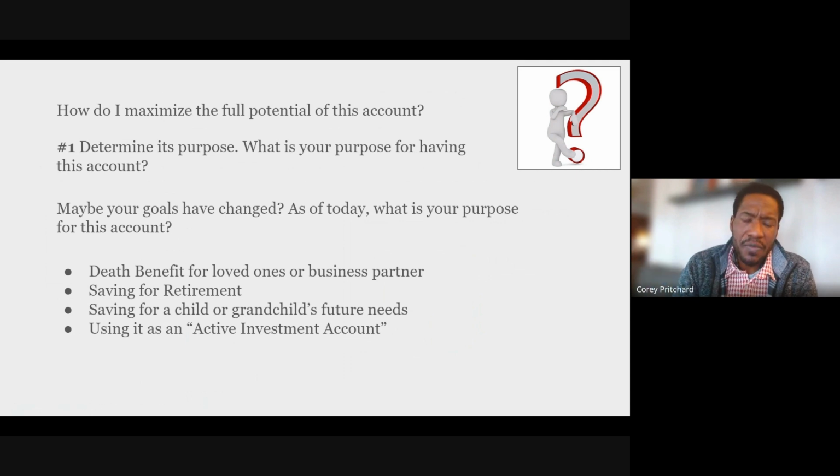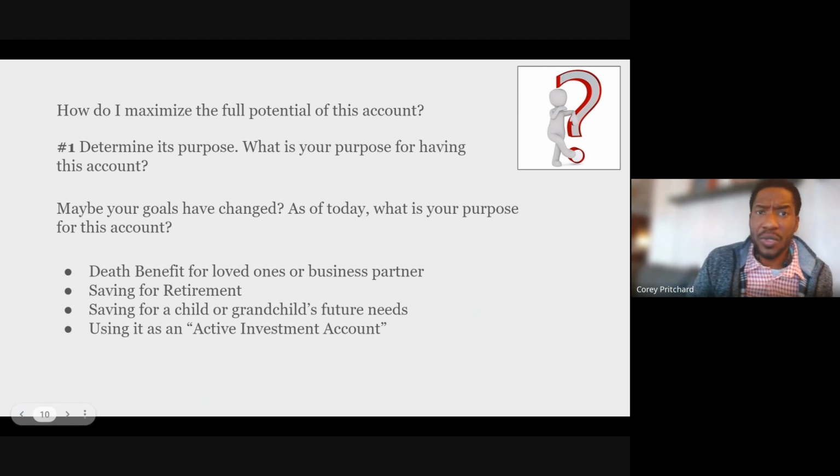Once you decide it, whether it's for the death benefits for your loved one, which is fine, right? And you want to max out and make sure they have the maximum amount of money that they can get when you go, or when the insured passes, great, right? Make sure that you know that that's your goal.